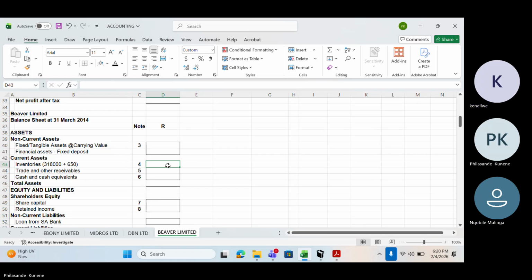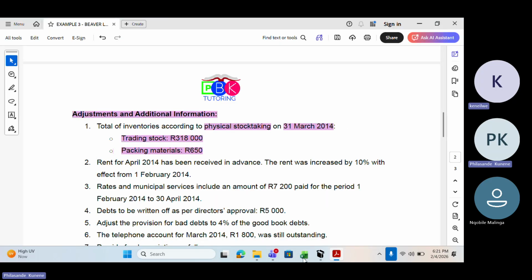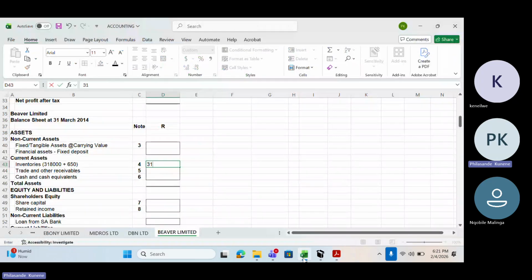$317,350. Wait. 317,000. Yeah, 318,000. 318,650. Yes, thank you on that. 318,650. Okay, so you guys can see how we work on the transaction.